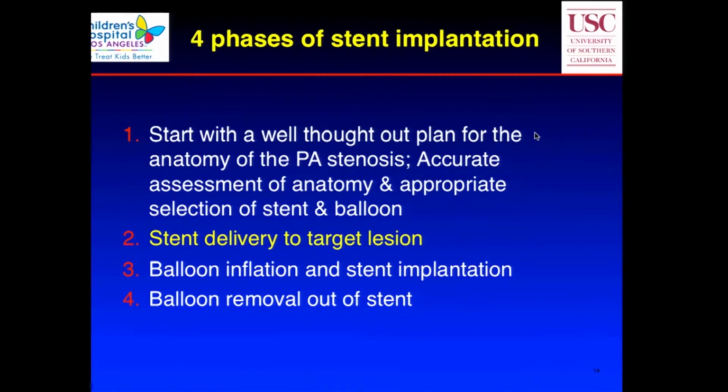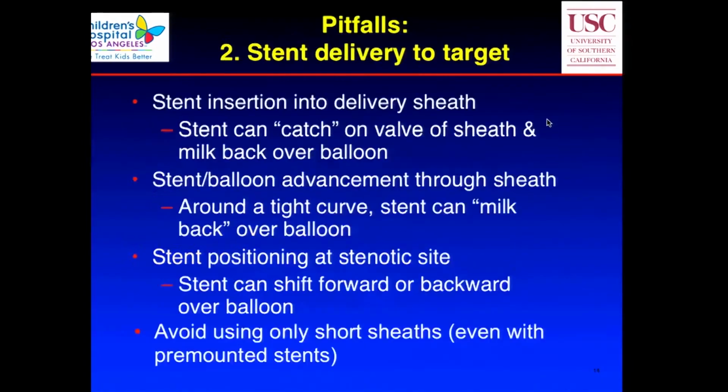This second phase involves stent delivery to the target lesion. What can go wrong during that period of time? Well, first of all, when the stent is inserted into the sheath, the stent can catch the valve of the sheath and cause it to milk back from the balloon. When you're advancing the stent and balloon through the sheath, if it's around a tight curve, the stent can also milk back over the balloon as you come around the curve.